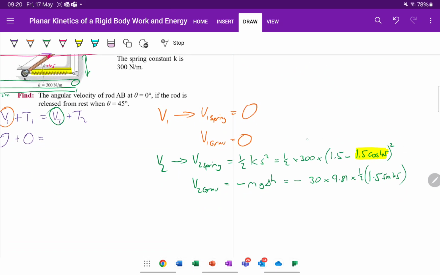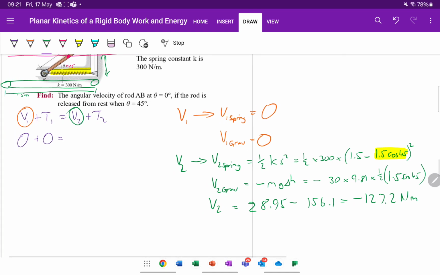So if I plug those two equations, my V2 spring and my V2 grav, the two potential energies from the weight and the spring, into a calculator, then V2 is equal to, well no, let's do it in the right order, 28.95, so the spring, minus 156.1, so it's going to be minus 127.2 Newton meters. So I can say in my first equation, my main equation that I'm trying to populate, 127.2.